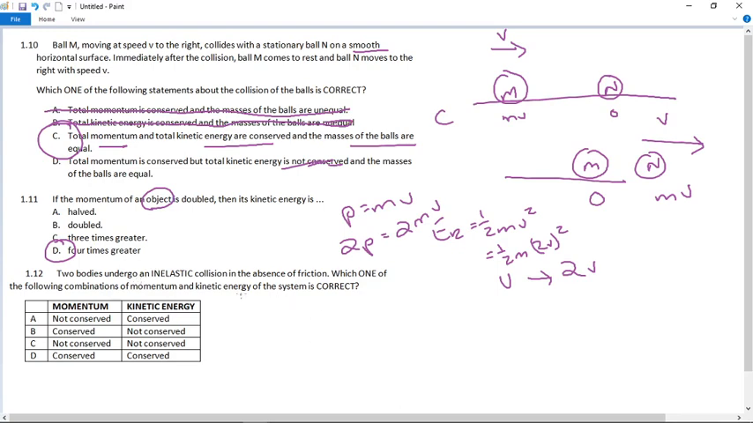Now it says two bodies undergo an inelastic collision in the absence of friction. In an inelastic collision, the Ek is not conserved. The absence of friction talks about the linear momentum in an isolated system being conserved. So if there's no friction, momentum will be conserved. That gives us these two. But in an inelastic collision, kinetic energy is not conserved. So the answer must be B.